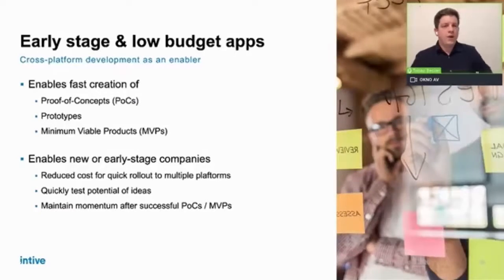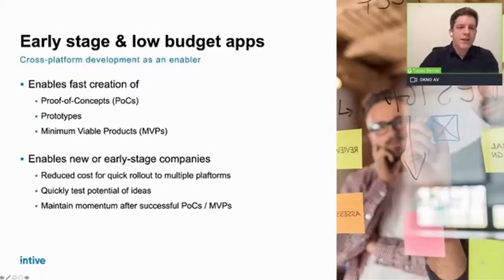The third thing you need to know about cross-platform development is early stage and low budget apps. One way you can see cross-platform development is as an enabler. It enables you to quickly create proofs of concept for your product idea. You can quickly build a prototype to verify that the idea makes sense, that it works, that the users like it. And after validating your idea, you can even build a minimum viable product and speed up that building process using cross-platform development tools.